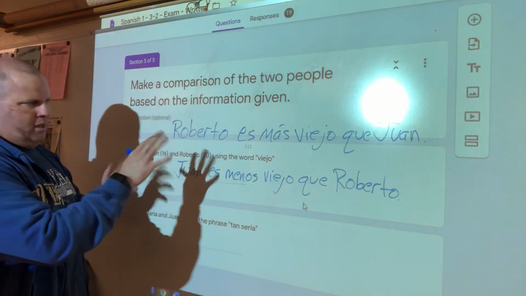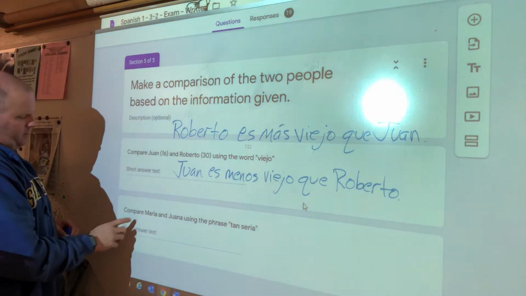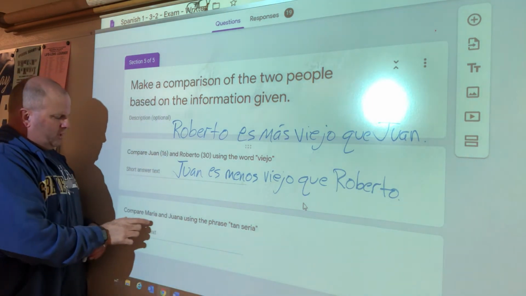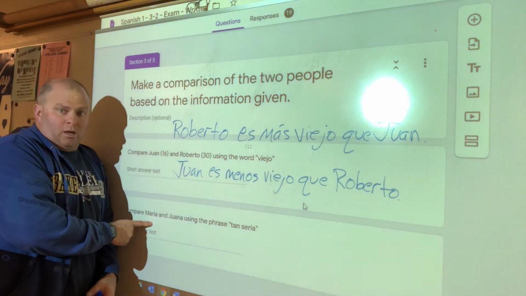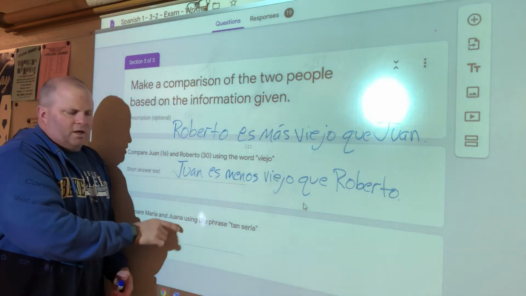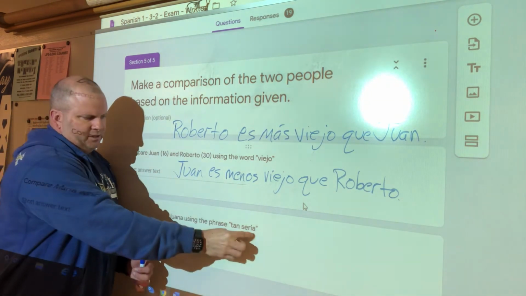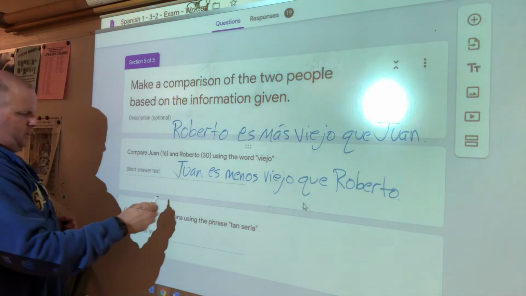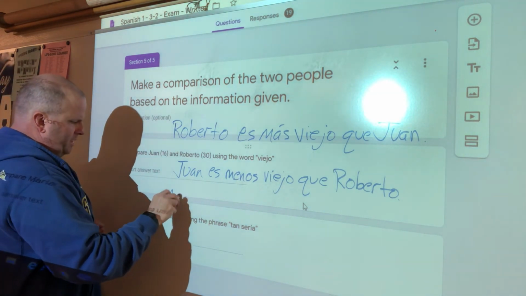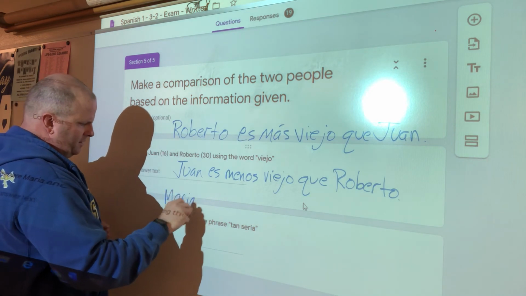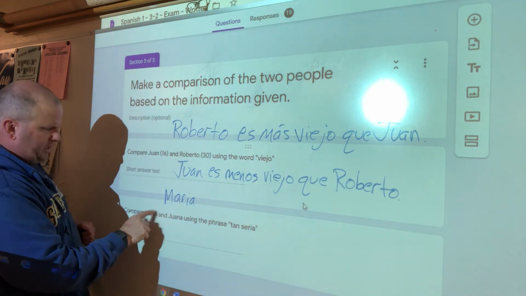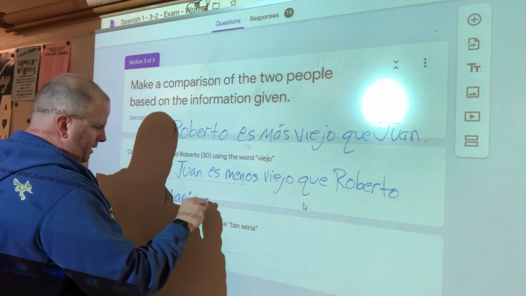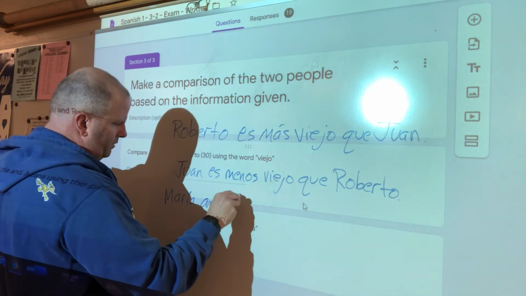And so anyway, that was that. This one we're comparing Maria and Juana using the phrase tan seria. So we're doing a comparison of equality, where Maria and Juana are exactly the same amount of serious. Okay? So it doesn't matter which one you put first. So we're going to go Maria. I didn't put an accent there, but I'm going to put one here. It should have an accent. Maria and Juana.